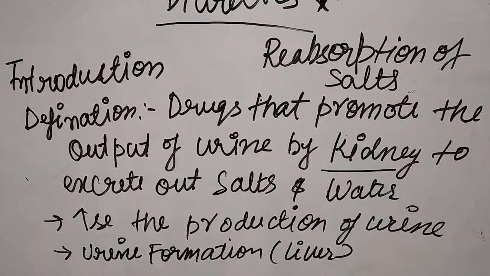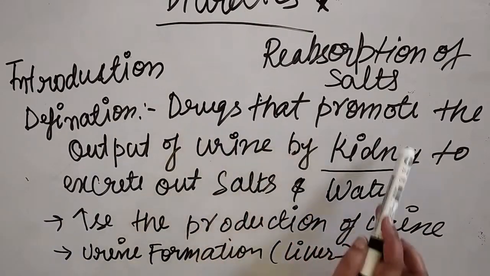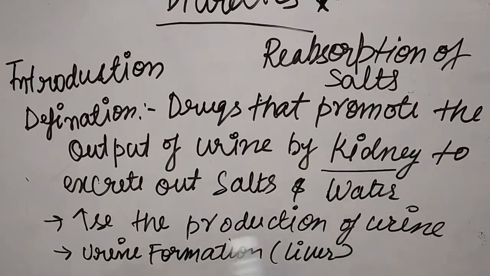Because of that, a large volume of urine will form. The water and the salt will filter out from the kidney and increase the volume of the urine. That is why we say that drugs that promote the output of urine by the kidney to excrete out salt and water are known as diuretics.